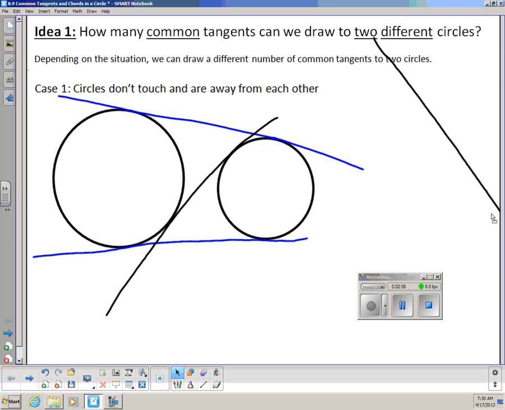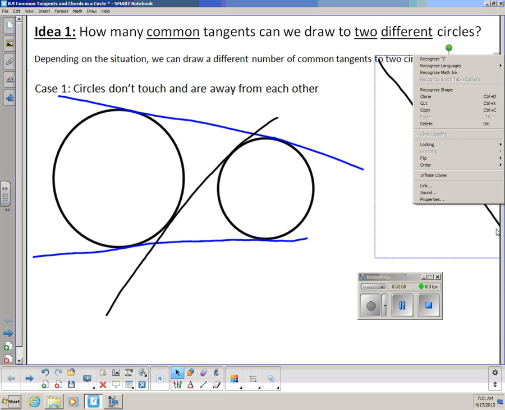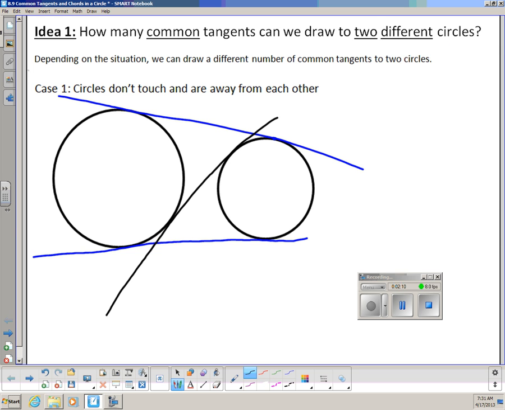Hold on, let me redraw that one. Sometimes it's easier if you make points for yourself. That's not bad. So actually, there are no more you can draw, because if you try to draw a tangent to one, it won't be tangent to the other circle. So when the two circles don't touch and they're well away from each other, you can actually draw four common tangents.